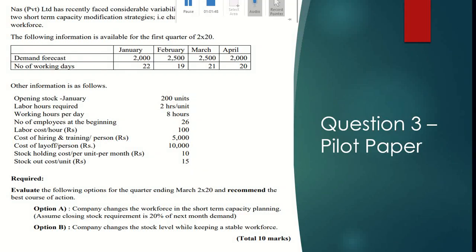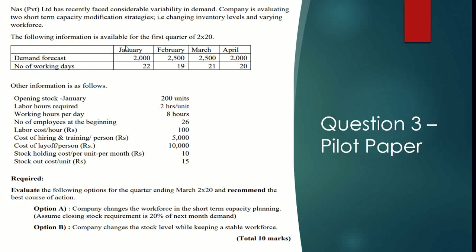So they have given this information for the first quarter, January, February, March, and April information also they have given for some additional info. So the demand forecast: January 2000, February 2500, March 2500, April 2000. Number of working days: 22 working days for January, 19 for February, 21 for March, 20 for April, right?